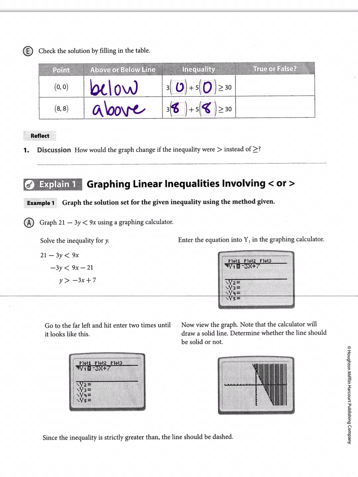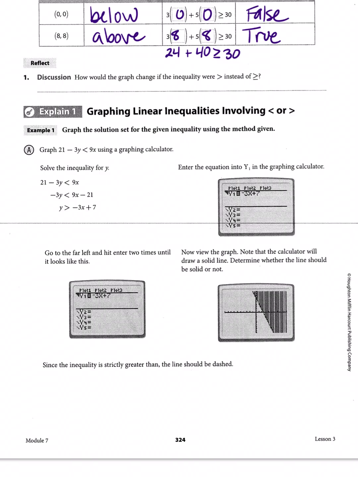Well, 3 times 0 is 0, and 5 times 0 is 0. So 0 plus 0 is 0. And is 0 greater than or equal to 30? No, that is false. 3 times 8 is 24. 5 times 8 is 40. Is that greater than or equal to 30? Well, yeah, that would be 64. 64 is bigger than 30.